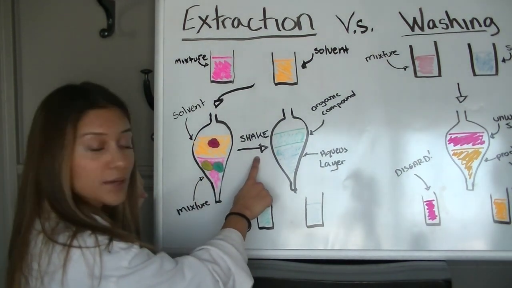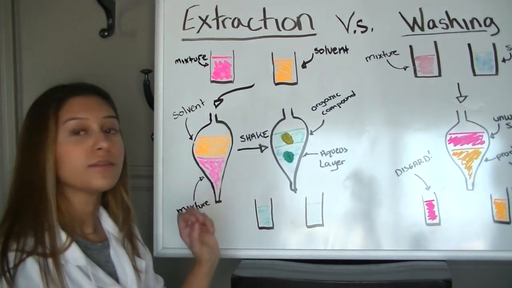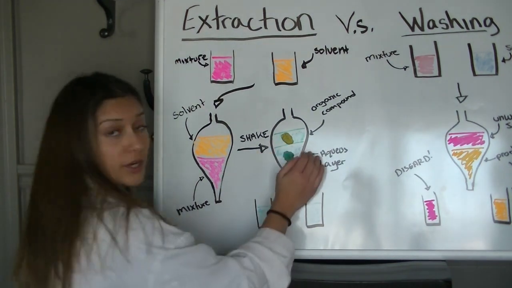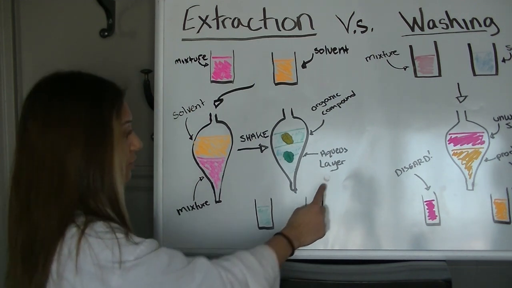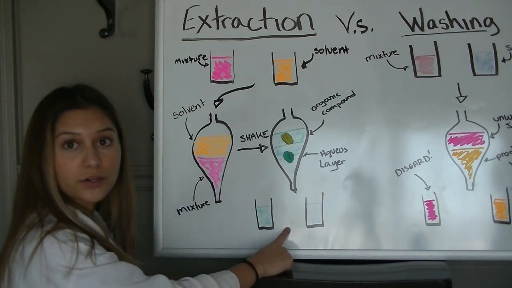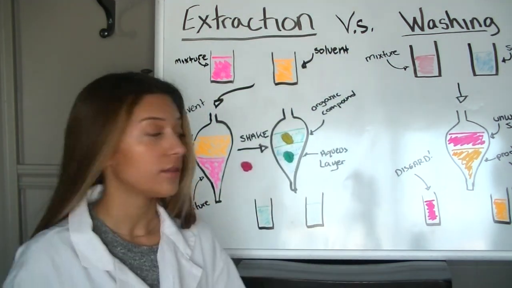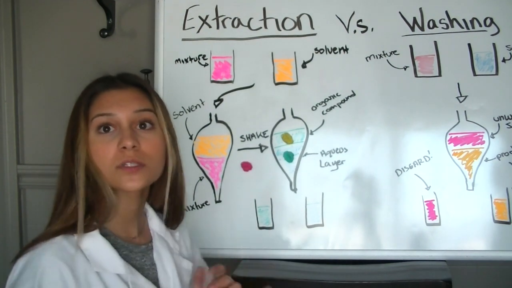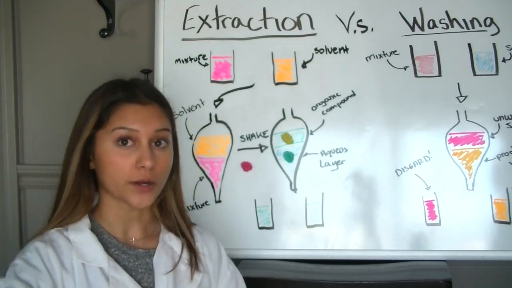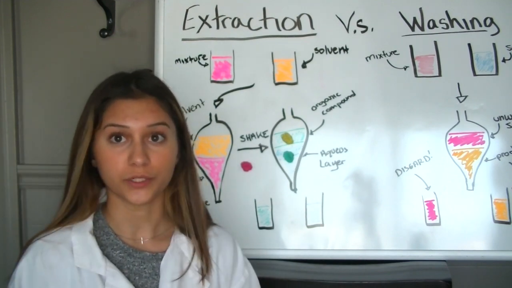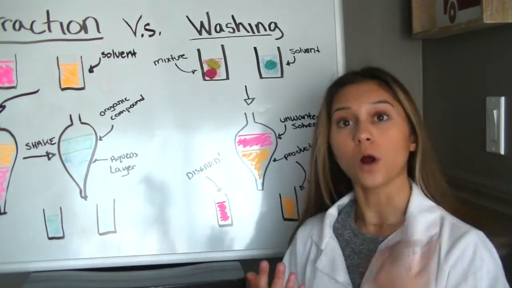Then after shaking the separatory funnel, we will find that the solvent has separated our mixture into an organic compound layer and an aqueous layer. Both of these can then be drained out into separate beakers. We have now extracted the solvents that we were wanting, and they are now their own isolated compounds. After extraction, if you're looking to have a solid product, that is when recrystallization will be introduced to turn this liquid into solid form. Now we'll be looking at washing.